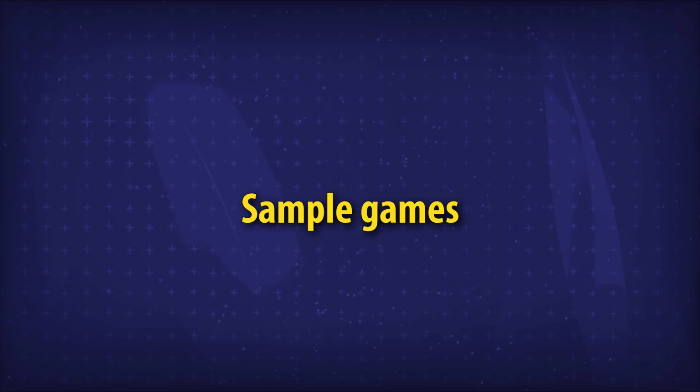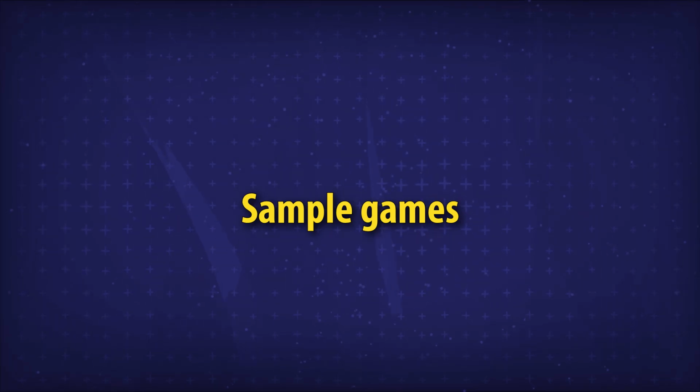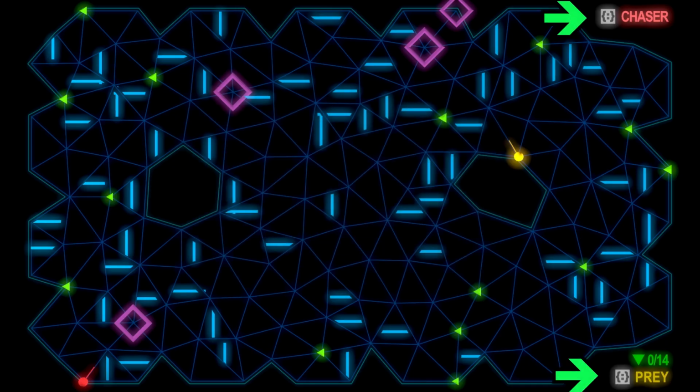With the agents developed, we can now watch them play in a few sample games, using different combinations of opponents. First, a case when both the chaser and prey are rule-based. We'll use icons to symbolize the brain type. Squiggly brackets and a colon stand for hand-coded or rule-based. Here we go.